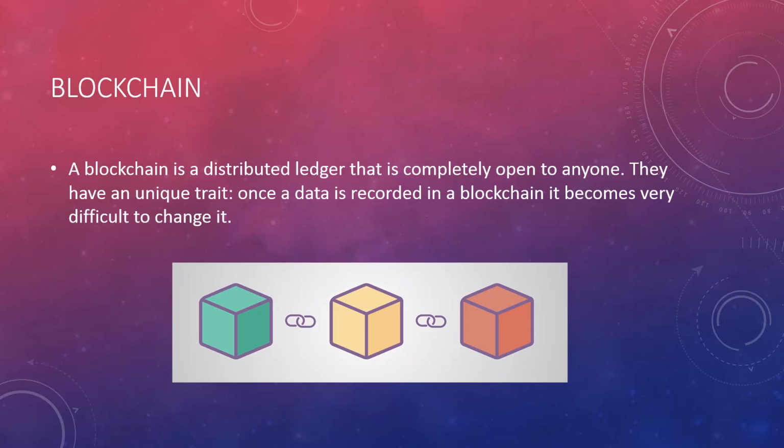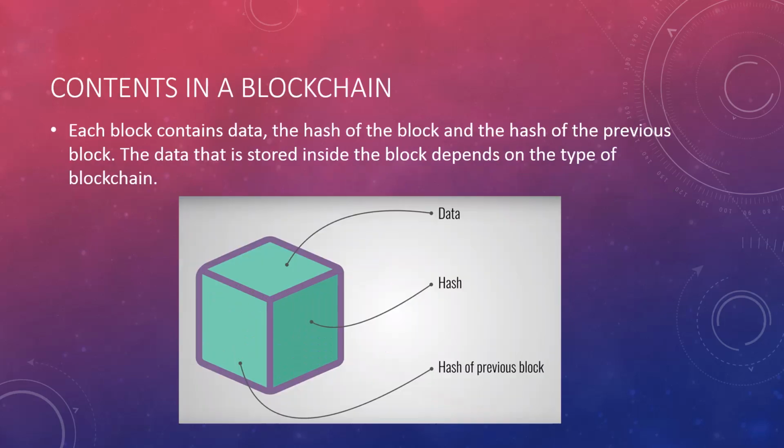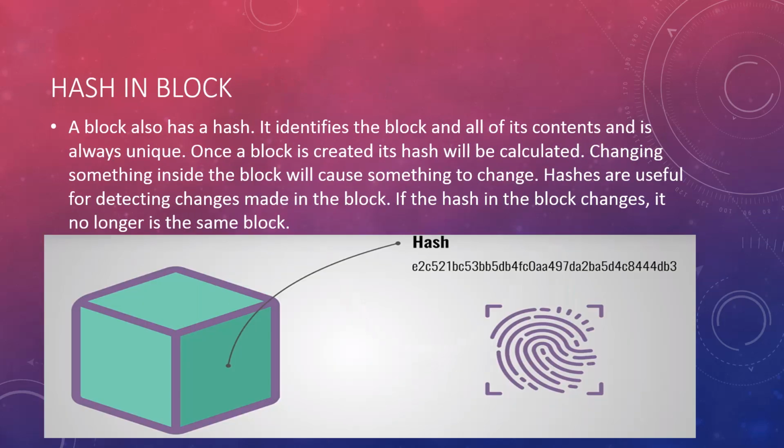Firstly, you need to know what a blockchain is. A blockchain is a distributed ledger that is completely open to anyone. They have a unique trait. Once the data is recorded in a blockchain, it becomes very difficult to change it. Contents in the blockchain: each block contains data, the hash of the block, and the hash of the previous block. The data that is stored inside the block depends on the type of blockchain.